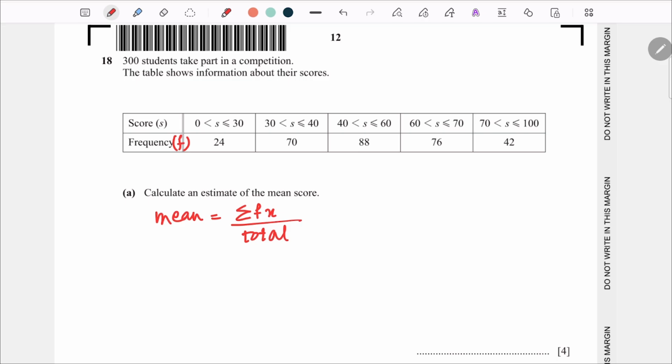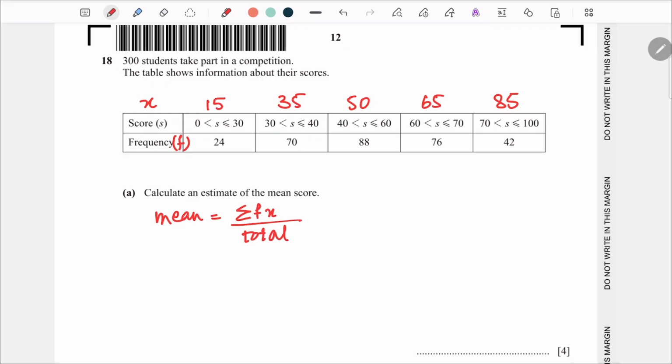So f is the frequency, x is basically the midpoint of the scores. So x, 0 and 30, the midpoint is 15. The midpoint of 30 and 40 is 35. Between 40 and 60 is 50. Then 65. And last is 85.